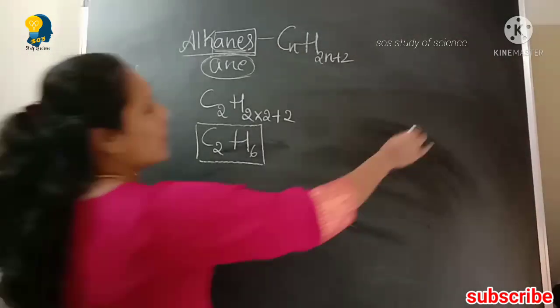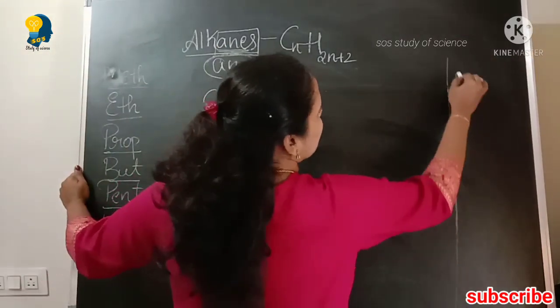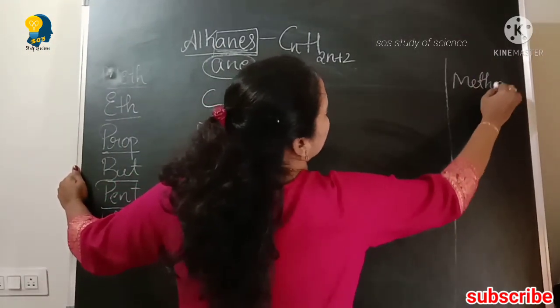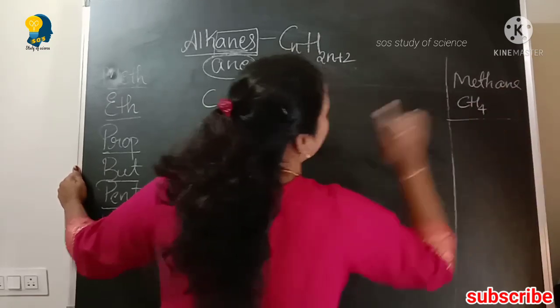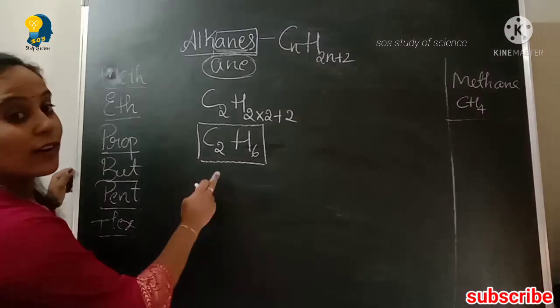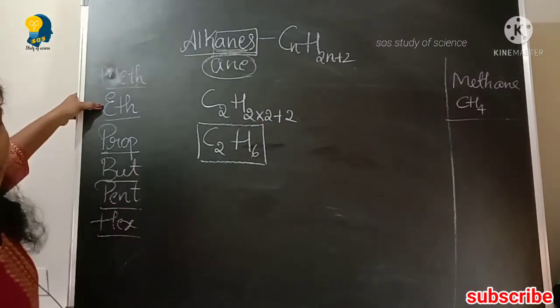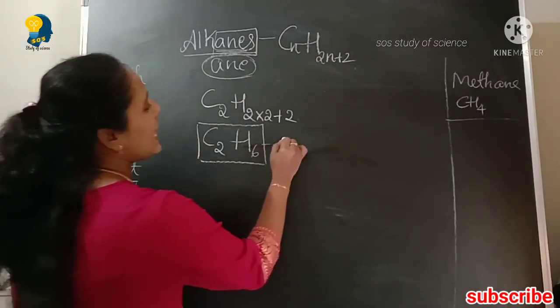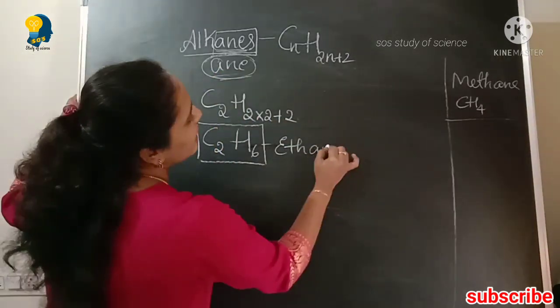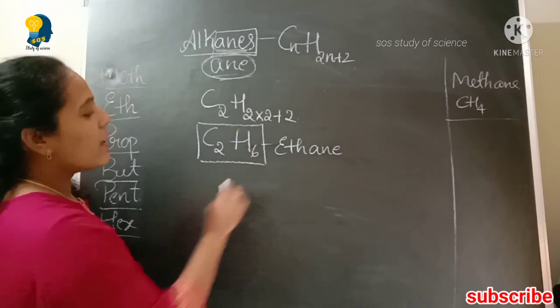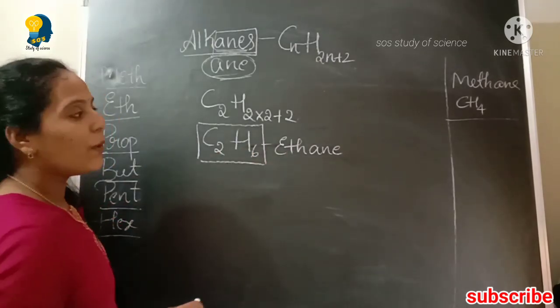So the first member was methane, correct? Its formula is CH4, we have learnt. Second, we got C2H6. Second member is who? Eth. So eth is combining with what? Ane. So it is ethane. Okay. So the ethane's formula is C2H6.